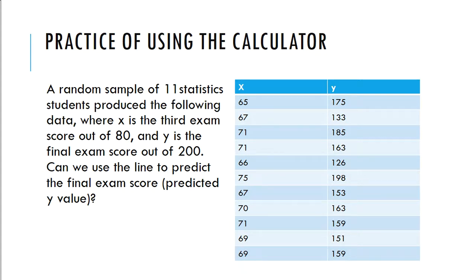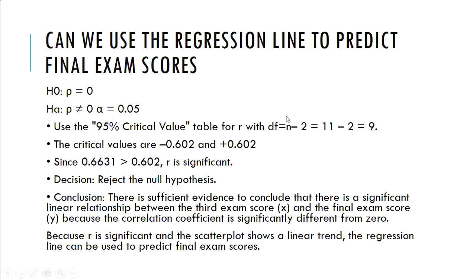Okay, so here again is our testing data. We found all this. So what I'm going to do now is use my hypotheses to predict if I can use this regression line to predict my final exam scores. So the null hypothesis is rho equals 0, and the alternative hypothesis is rho does not equal 0. These are always and forever the same. They'll never change. If you can memorize or write these two down and know where to look, you're good.